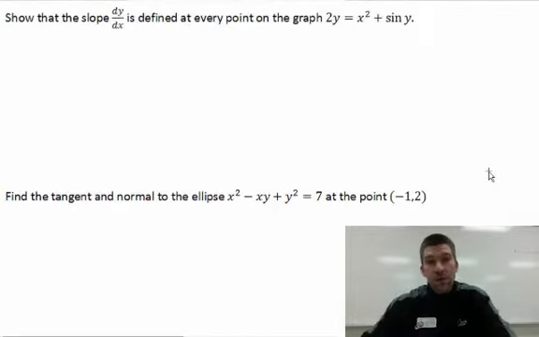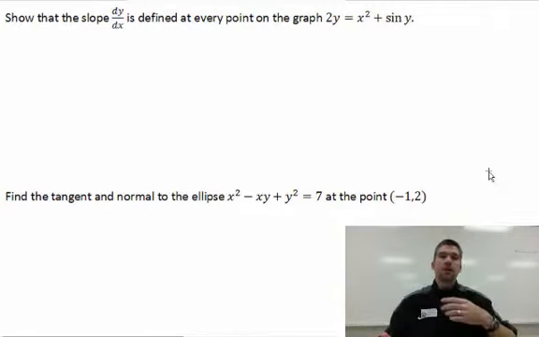Okay, so here's another implicit differentiation example, and now we're going to look at how this applies in the bigger picture idea. We want to show that dy dx is defined at every point on the curve of 2y equals x squared plus sine y. Notice that we've got y's on both sides. Notice that there's a y inside of the sine, which makes it a little bit tricky. If it wasn't in there, we could maybe solve for y and then take the derivative. But since it's inside there, we're going to have to use implicit differentiation.